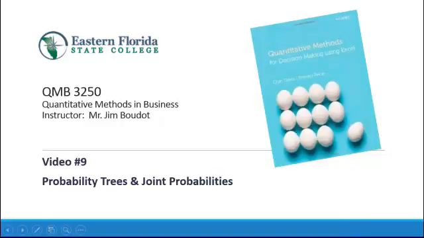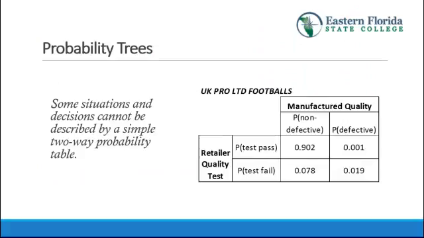This short video will develop tree diagrams incorporating conditional and joint probabilities. Often, a simple table is not sufficient to describe complex conditional probabilities. Recall that a conditional probability is formed by a sequence of events, the probability of an event outcome given that another event has already occurred.